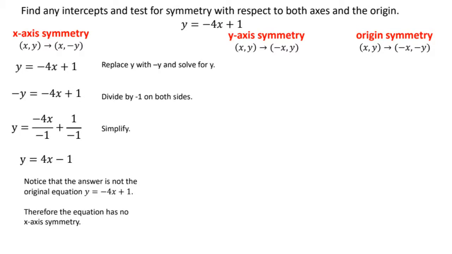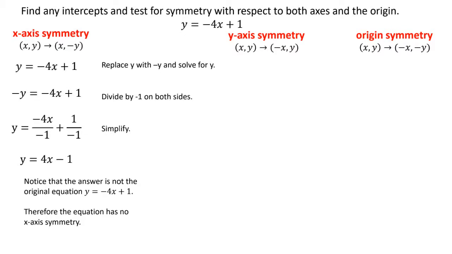And we see that these are not the same statements. The original one was y equals negative 4x plus 1, and we end up with different signs. We have a positive 4x and a negative 1. So hence, since these two are not the same, this has no x-axis symmetry.